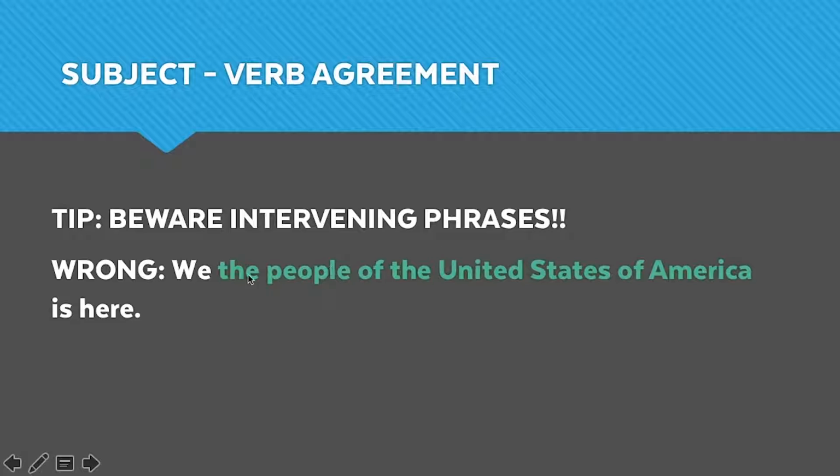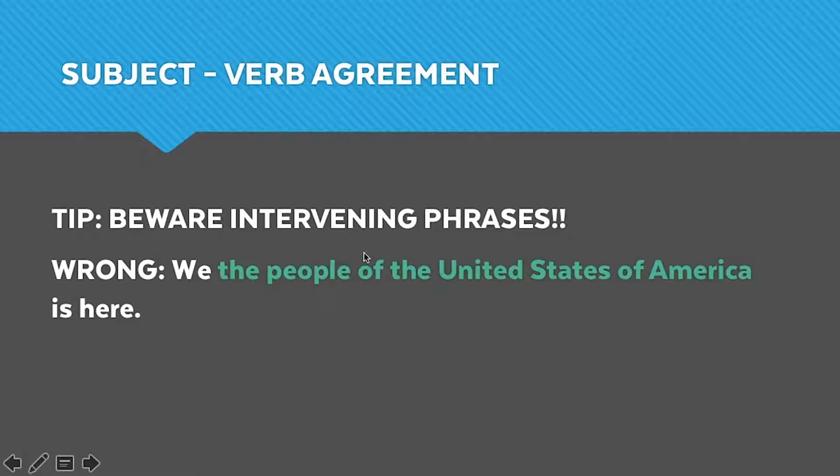So if you look at this sentence, it is actually wrong. We, the people of the United States of America, is here. You can see this is not a part of what we call our bare bones sentence, right? We is the same as the people. These are both plural. Of the United States of America, this is a prepositional phrase. It starts with of, right? That's a preposition. So intervening phrases we want to ignore.